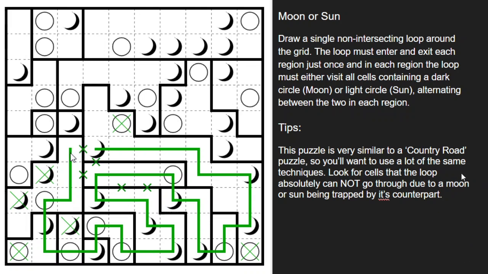Now this is the hard part. We don't know if we go up or left because we've just come from a sun region, so both of those would work. But we know this sun can't ever be touched. That's a dead end, right? If the loop goes down there, there's no escape. Can't go there. So we're going to X out that sun.